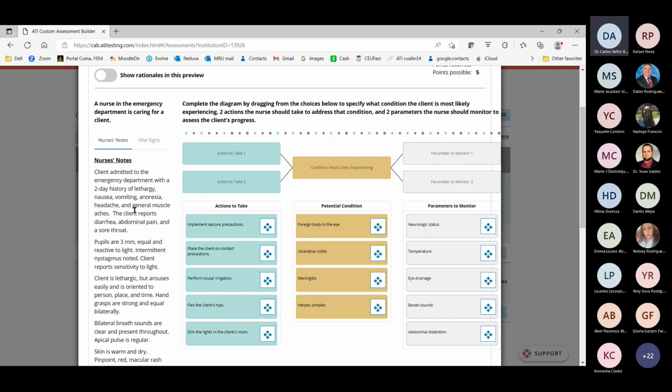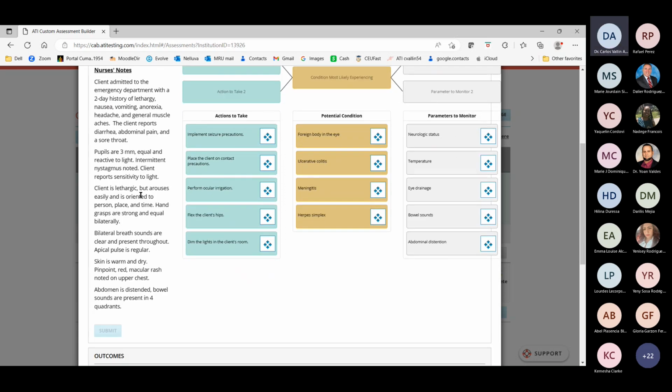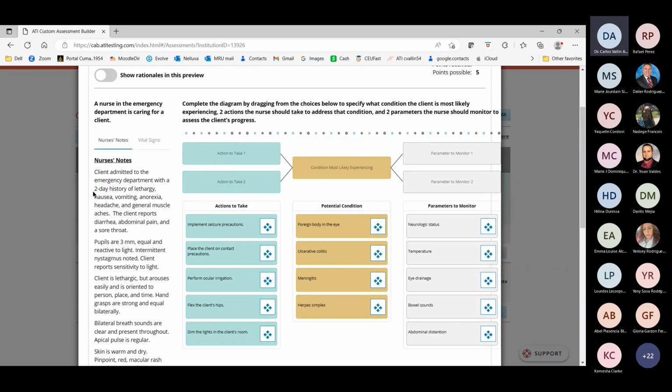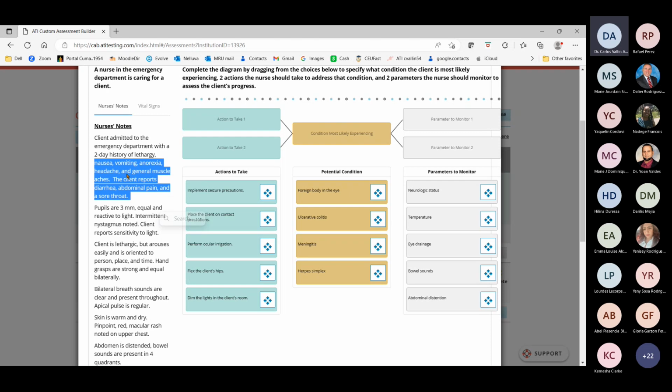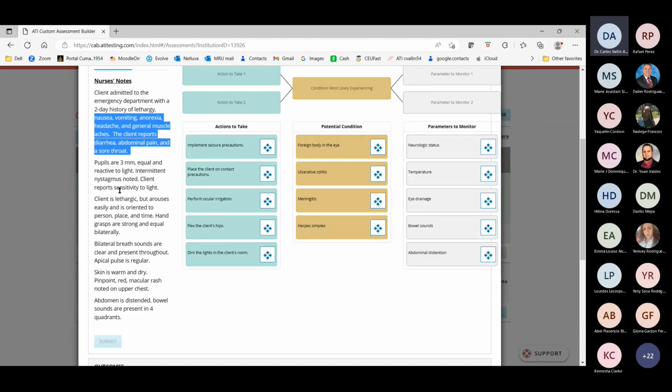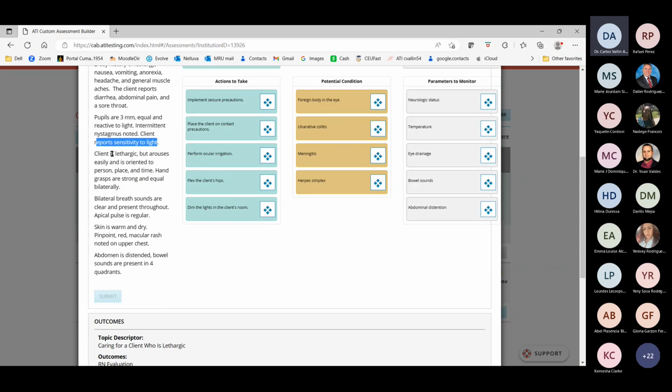So we have a patient apparently with something that has affected the brain, because the level of consciousness is not adequate. But before that, the patient has a history like a gastroenteritis infection, with nausea, vomiting, anorexia, headache, muscle aches, diarrhea, abdominal pain, and sore throat. Like a viral or bacterial infection producing this, and then the patient starts having photophobia and lethargy.